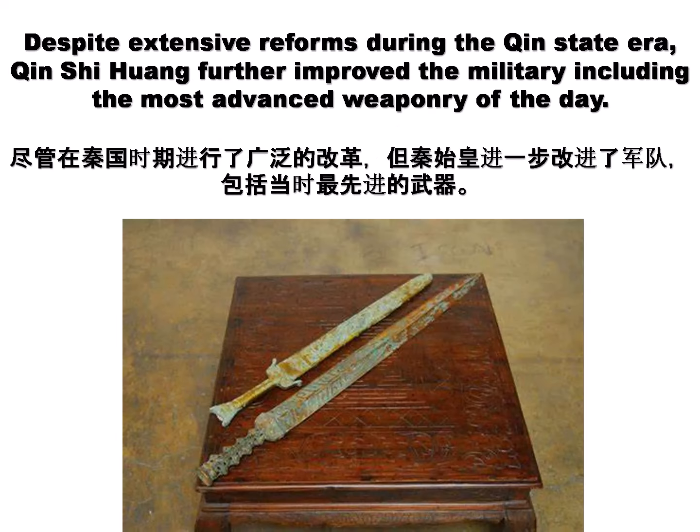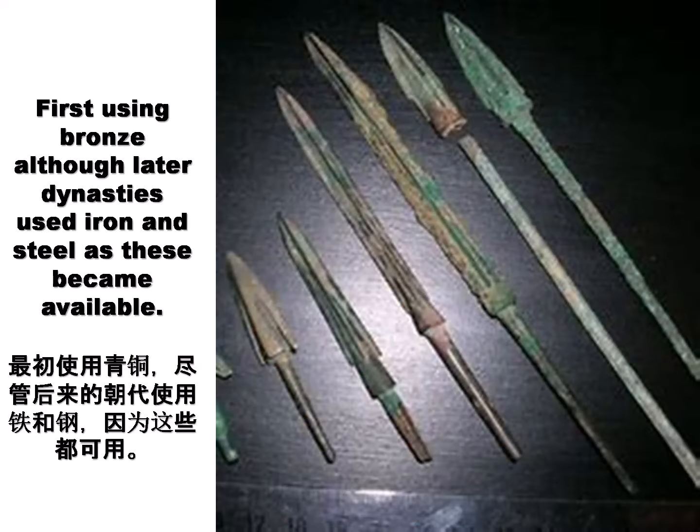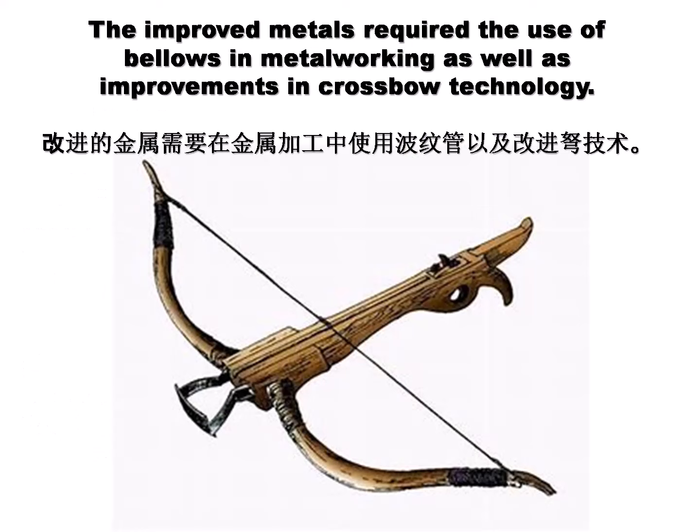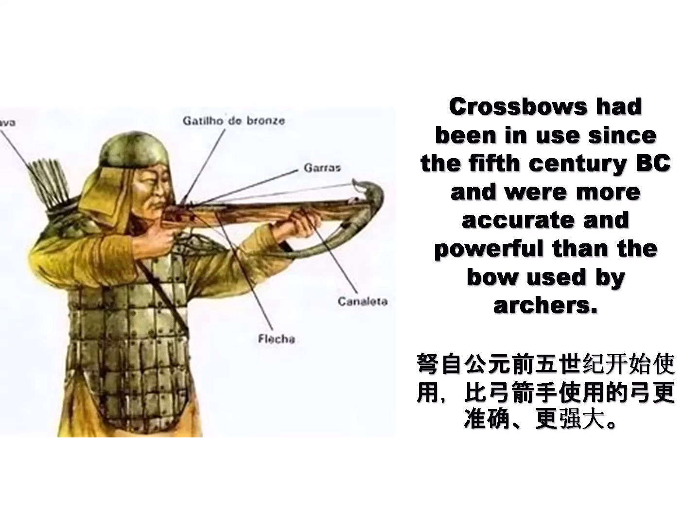Despite extensive reforms during the Qin state era, Qin Shi Huang further improved the military, including the most advanced weaponry of the day. First using bronze, although later dynasties used iron and steel as these became available. The improved metals required the use of bellows in metalworking, as well as improvements in crossbow technology.